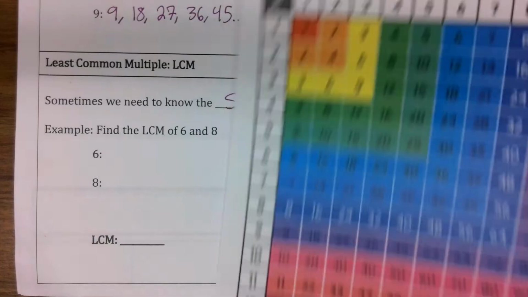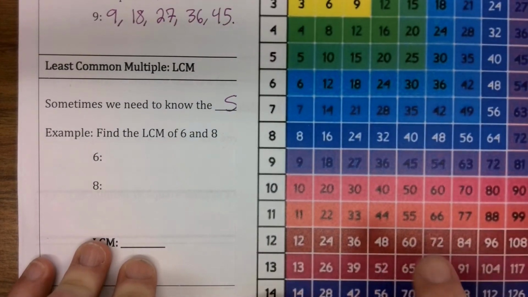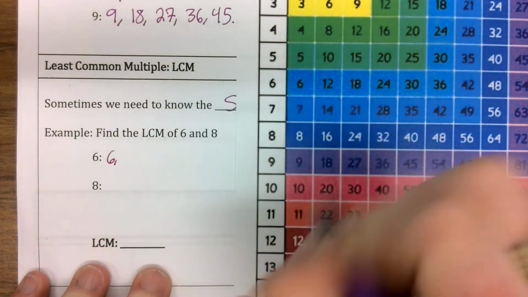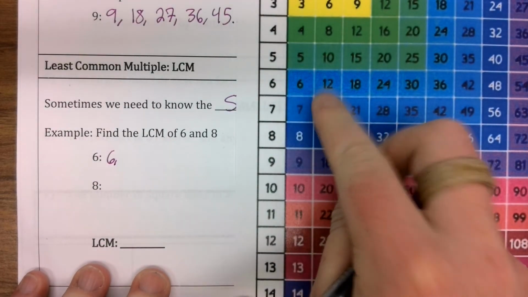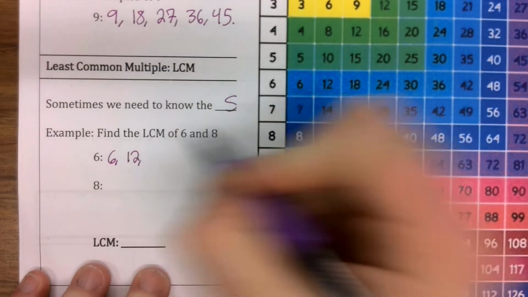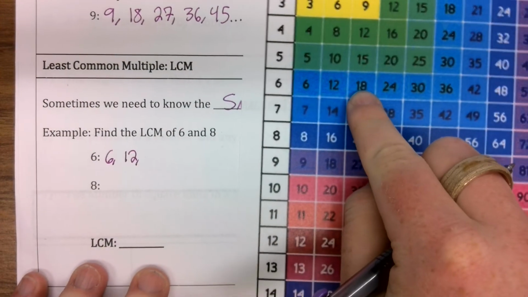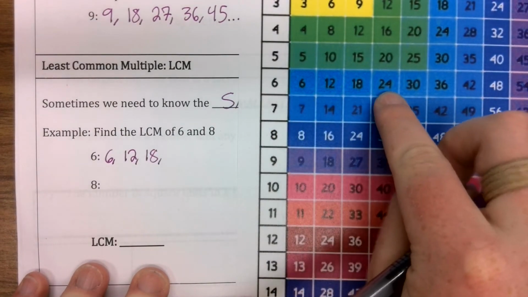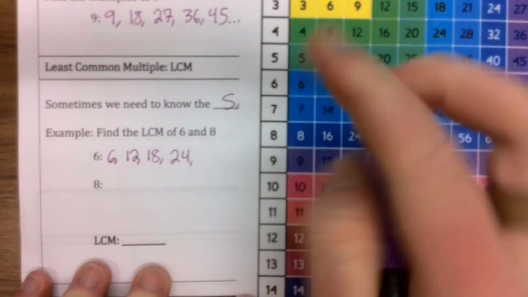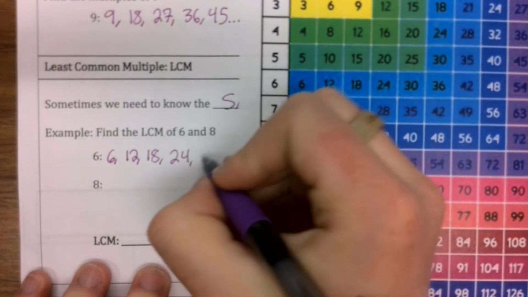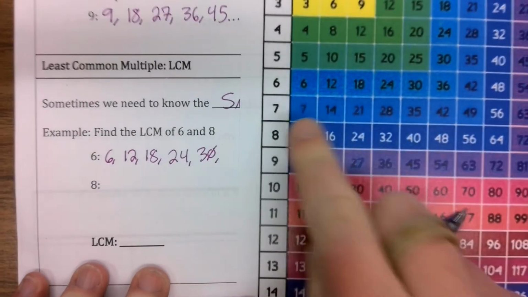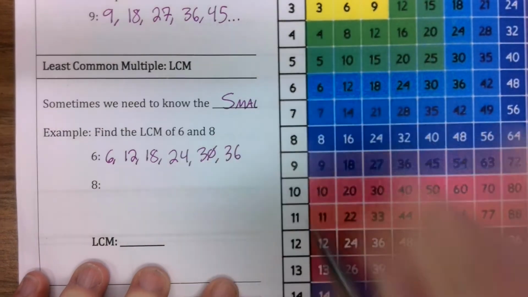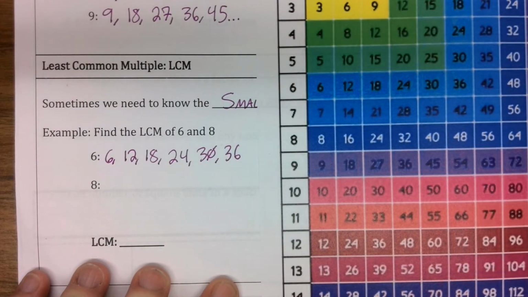I'll grab my multiplication chart. Cool. So 6, first multiple of 6 is 6. And then we have 12. Then we have 18, 24, 30, we'll do one more, 36. So there's our multiples of 6.